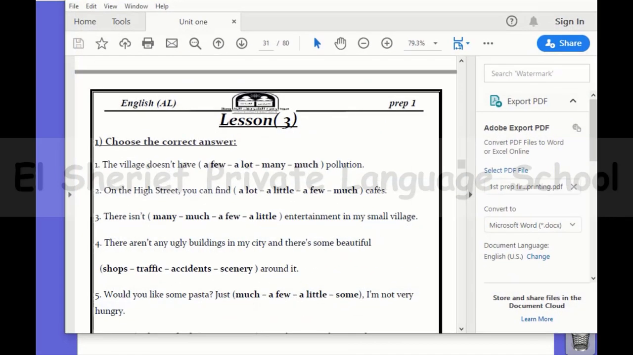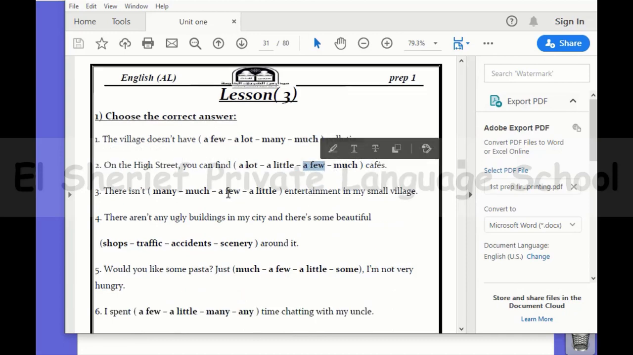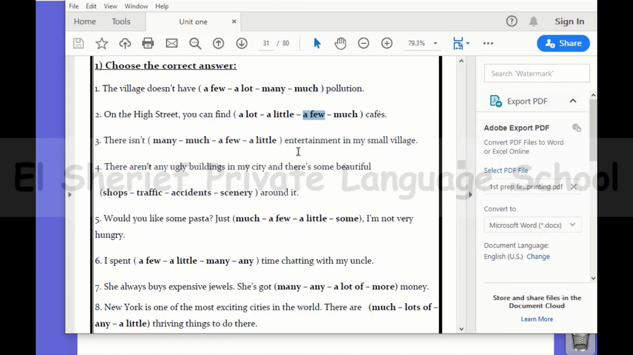So now let's do this exercise on lesson 3. Let's start. Number 1. The village doesn't have pollution. So the answer is much. Number 2. On the high street you can find cafes. So the answer is a few, because cafes is a plural noun. Number 3. There isn't entertainment in my small village. So there isn't much, because entertainment is an uncountable noun.